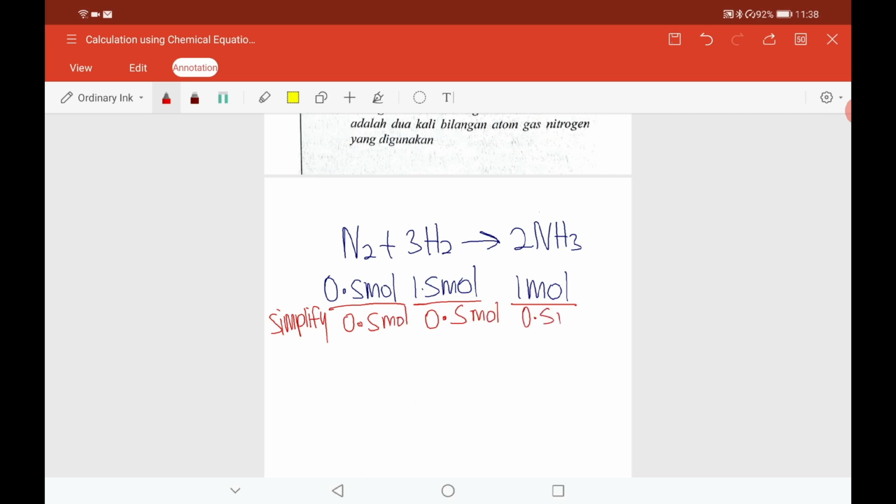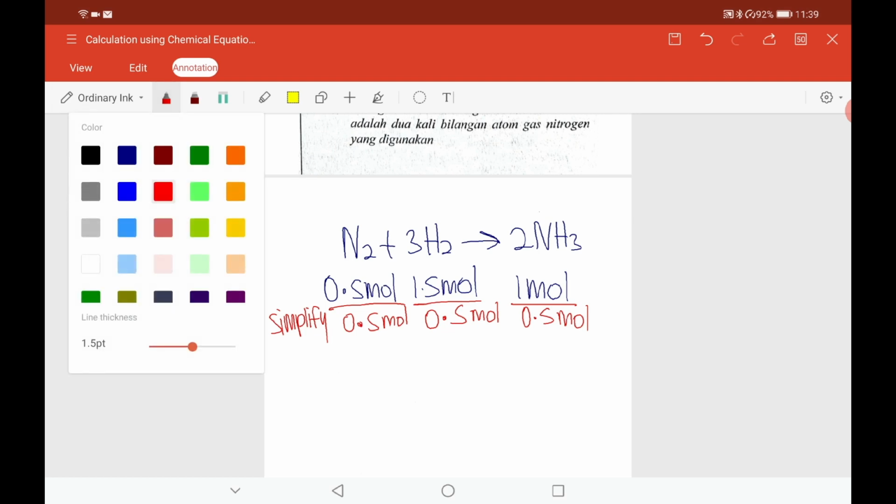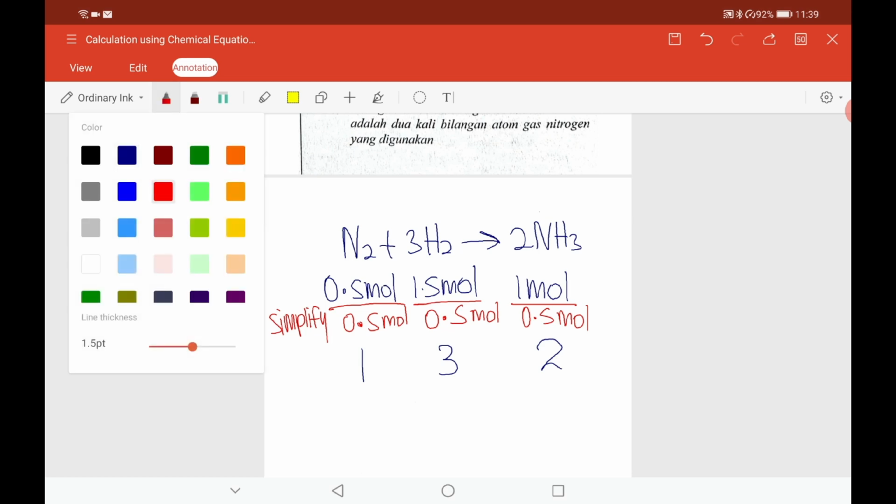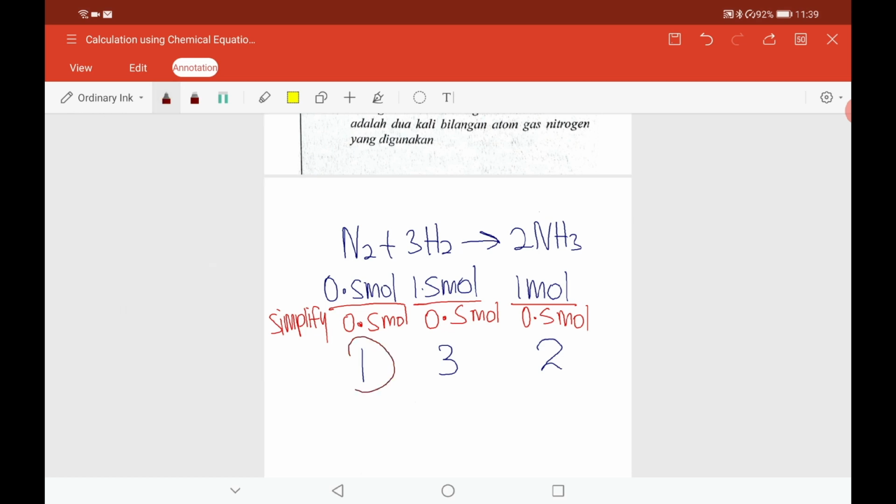Okay, so if you do this, you can simplify. The first one, 0.5 over 0.5, simplifies to 1. 1.5 divided by 0.5 gives 3. 1 divided by 0.5 gives 2. So now you can see that after simplifying, these numbers are exactly the same as the numbers at the front: 1, 3, and 2. So yes, it is correct.